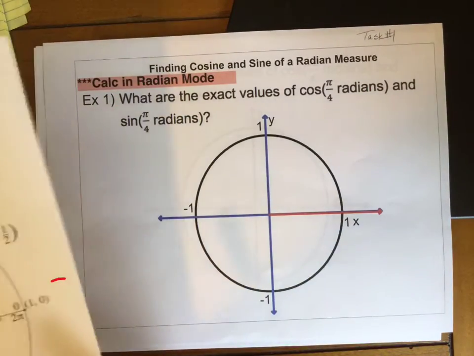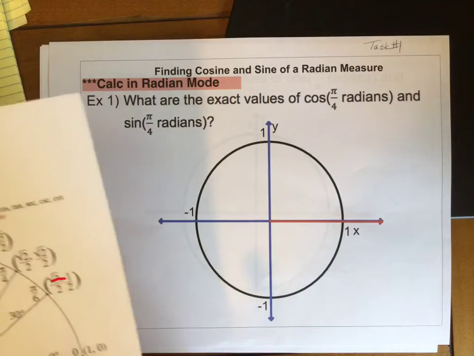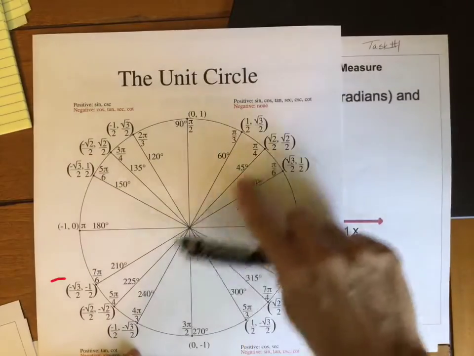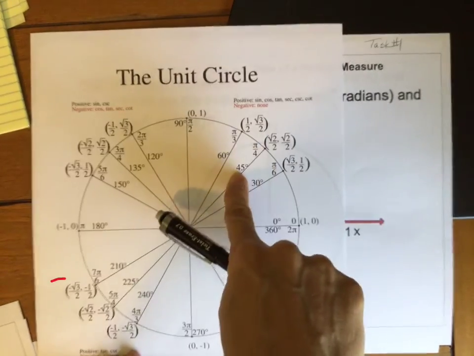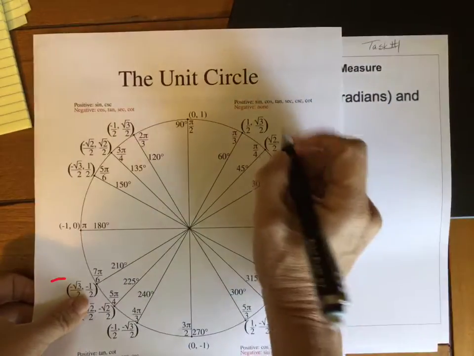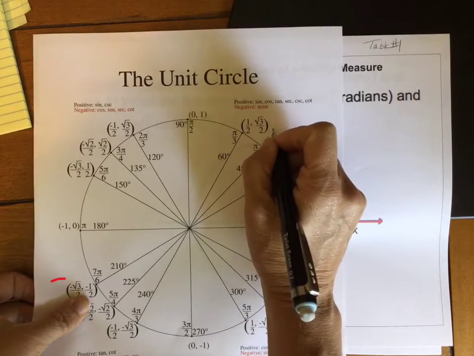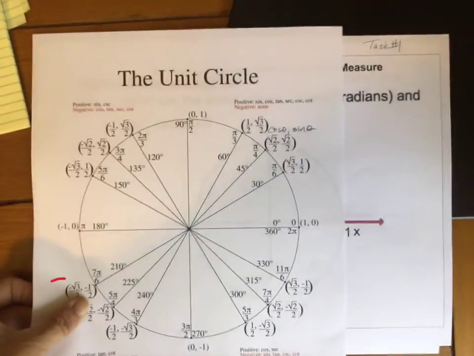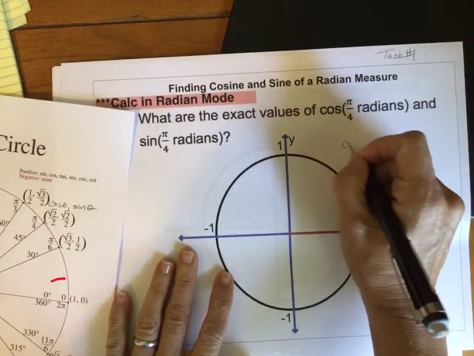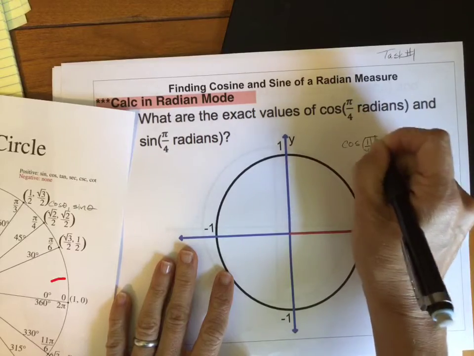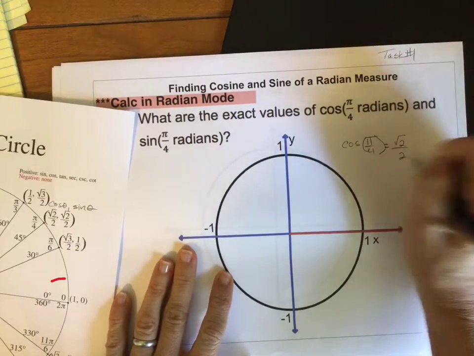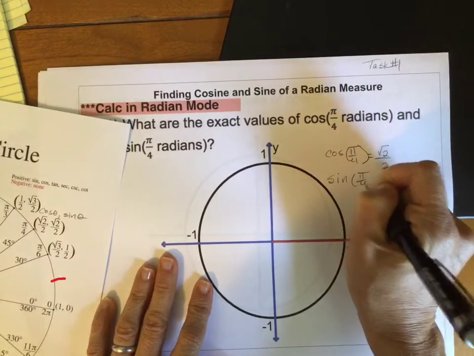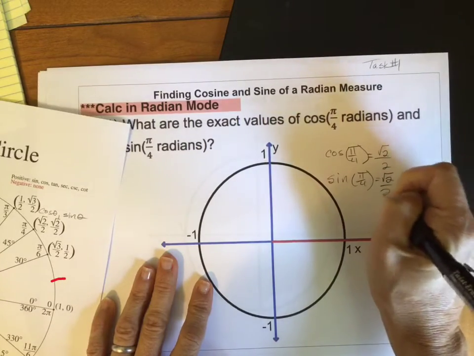So if we look at this, what are the exact values of cosine pi over 4 radians and sine pi over 4? So you would come to your unit circle and you would find pi over 4, which is the same as 45 degrees, and we know that x and y is cosine and sine. So this is cosine of theta, this is sine of theta. So we would say that cosine of pi over 4 is root 2 over 2. And we would say sine of pi over 4 is root 2 over 2.